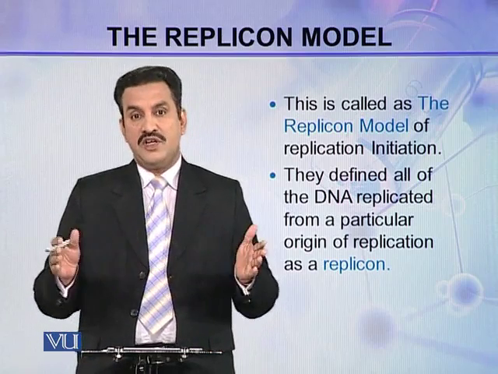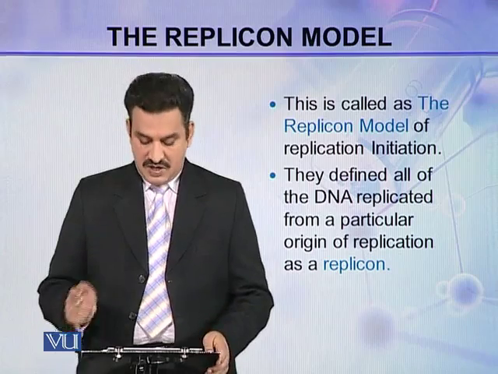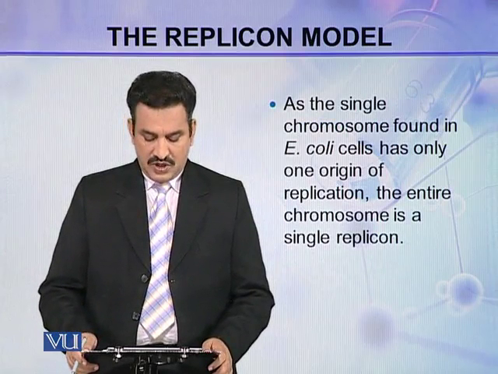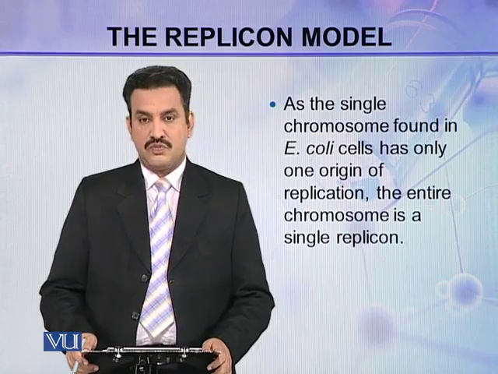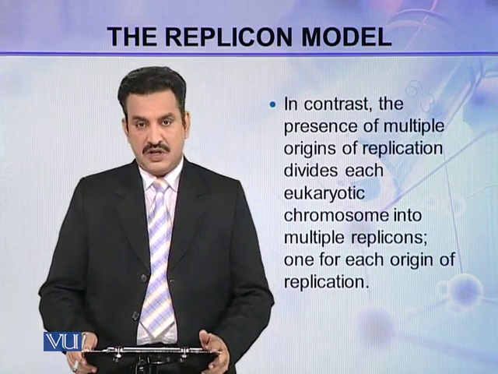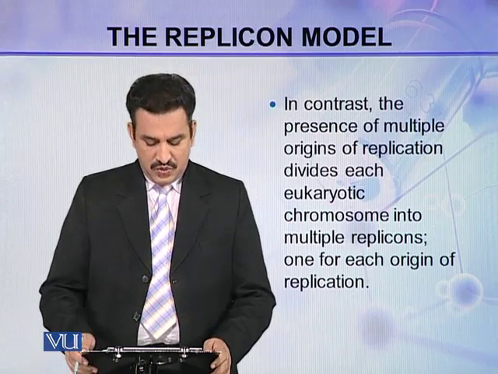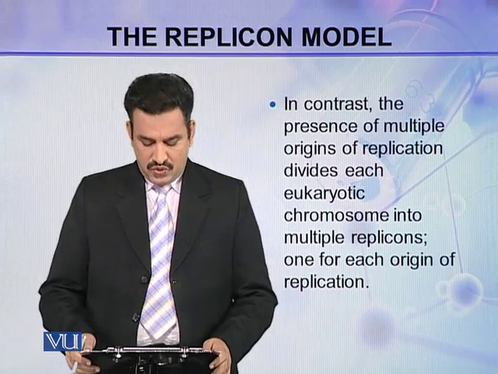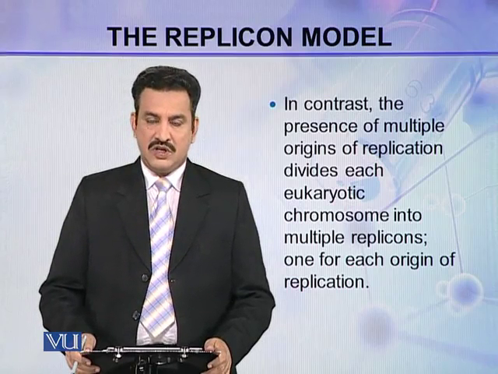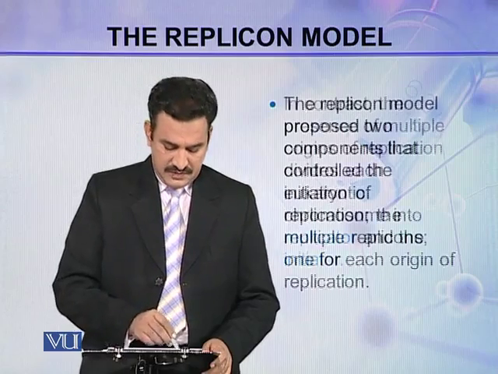So if the whole DNA will be replicated as a result of a single origin, the whole DNA will be called a replicon. As the single chromosome found in E. coli cells has only one origin of replication, the entire chromosome is a single replicon. While in case of linear chromosomes, the presence of multiple origins of replication in eukaryotic chromosomes results in multiple replicons, one for each origin of replication. So the replicons are equal to the number of origins of replication.